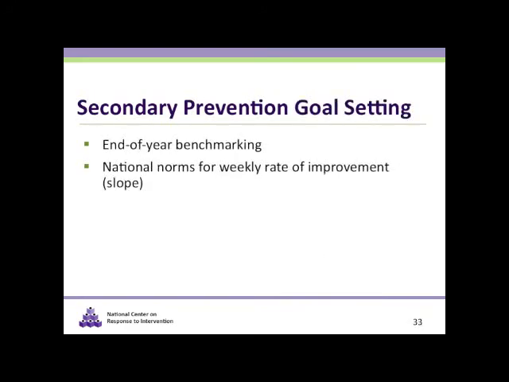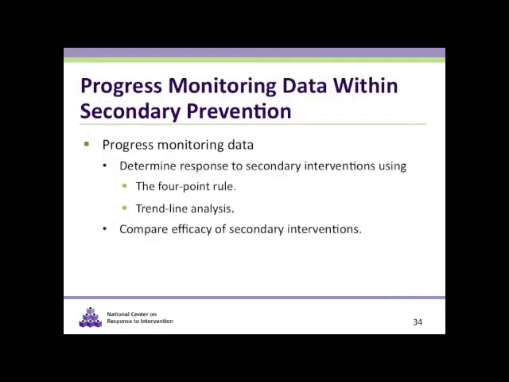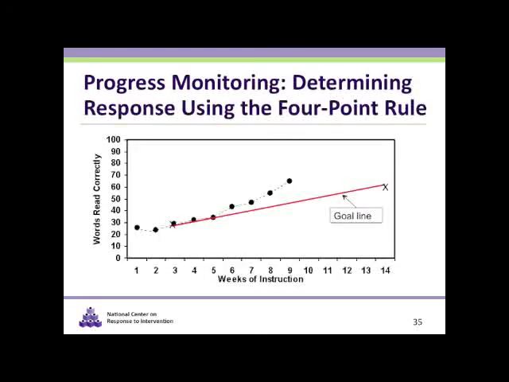In the progress monitoring module, we learned that progress monitoring tools and data can help us to set goals using end-of-year benchmarks or weekly growth rates. As we've discussed, the data collected within the secondary level of prevention can help determine the response to secondary interventions, either through the 4-point rule or the trendline analysis. Progress monitoring data can also be used to compare the efficacy of secondary interventions.